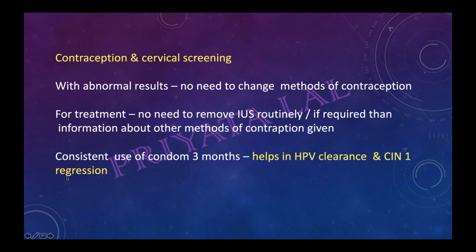Second, this part is also important, that is new in this guideline. What the guideline says is that if consistent use of condom is done for 3 months, it helps in HPV clearance and also CIN1 regression. So this is a new line, I found it good in the guideline. This part you have to know because it can come in your question also. Okay, so this is all about contraception and cervical screening.